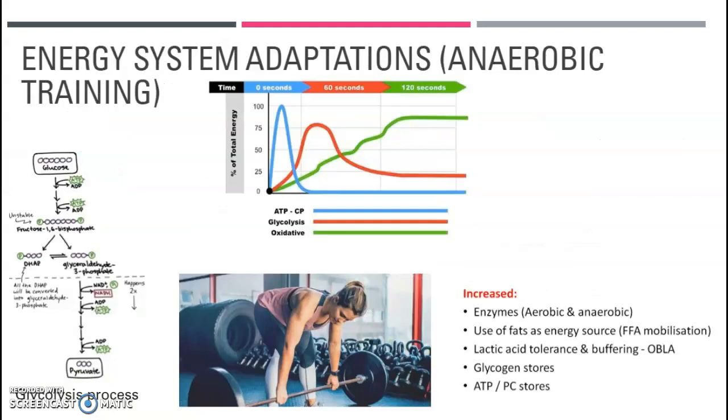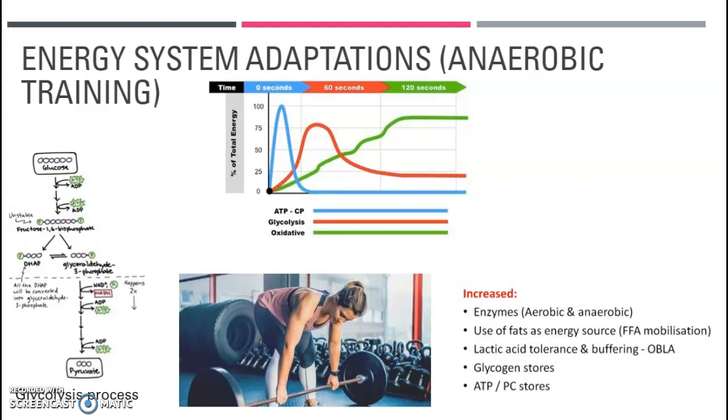Now, in terms of energy system adaptations for anaerobic training, glycolysis is the breakdown of glucose, and the anaerobic glycolytic system produces a lot of power. By around 30 seconds of sustained activity, the majority of energy comes from the anaerobic glycolytic system. At 45 seconds of sustained intense activity, there is a second decline in power output. Exercise beyond this point has a growing reliance on the aerobic energy system, as the anaerobic glycolytic system starts to fatigue.